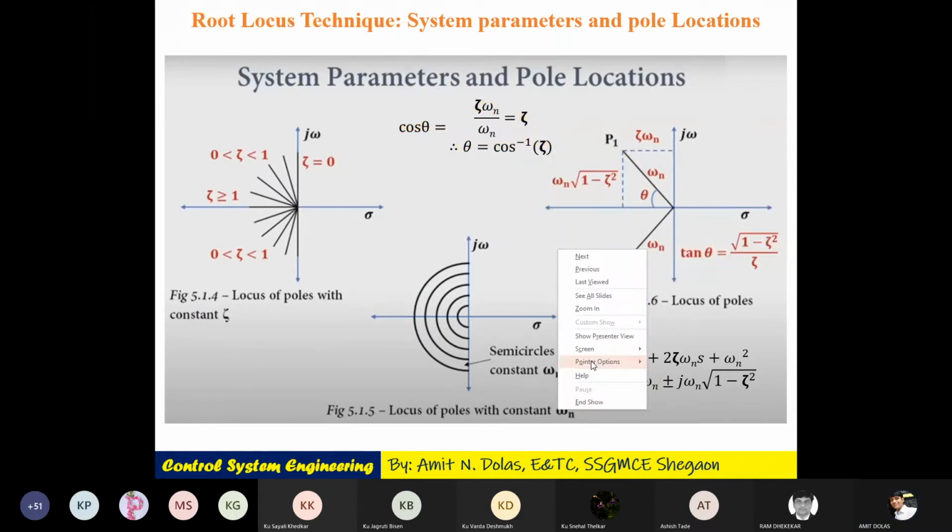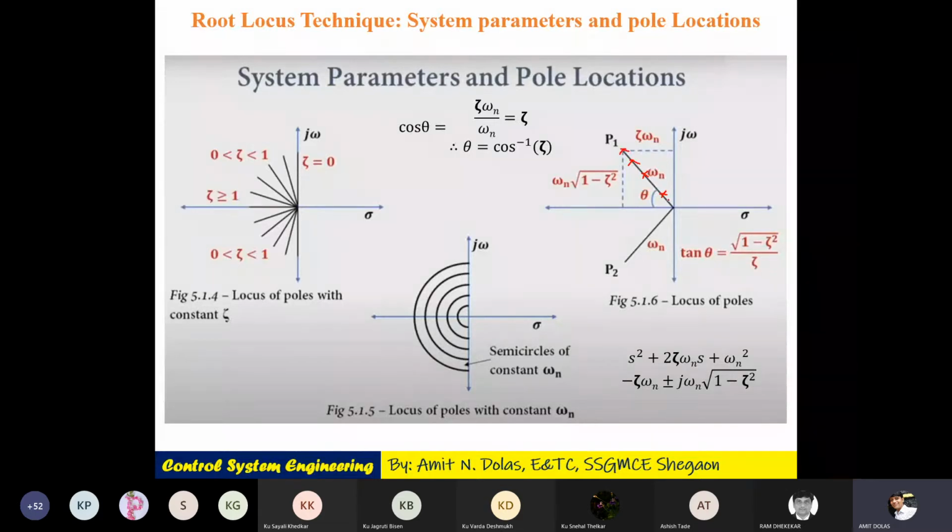Now, here is your line, omega n. Your pole may lie here if we change the system parameter, may lie here, may lie here, may lie here. Now you can see the location of pole is changing, but on omega n, this theta is not changing. Theta is not changing. That means what? Your zeta is also not changing. For this complete line, omega n, your zeta will remain the same.